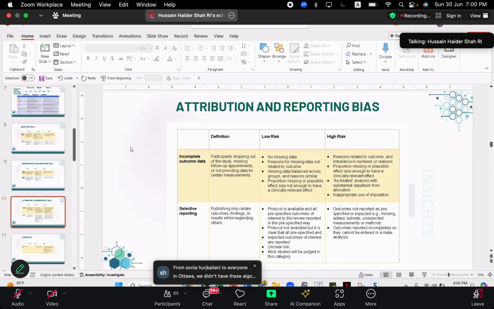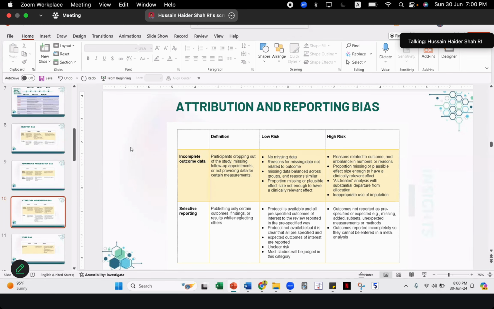This is how you will make sure if this component of the quality assessment is low risk or high risk. In Ottawa, we didn't have these algorithms, right? We just represented it by stars. Yes, Sonia, the Ottawa scale is completely different. The ROB tool is completely different. We give stars in the Ottawa scale. In the ROB tool, we don't give stars. We mention high risk or low risk based on the questions asked in each of these components. Are we clear up till now?